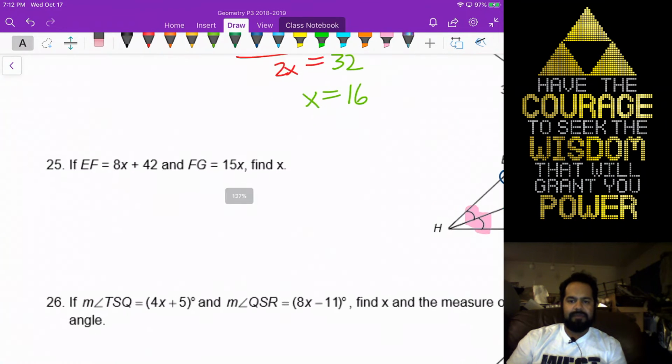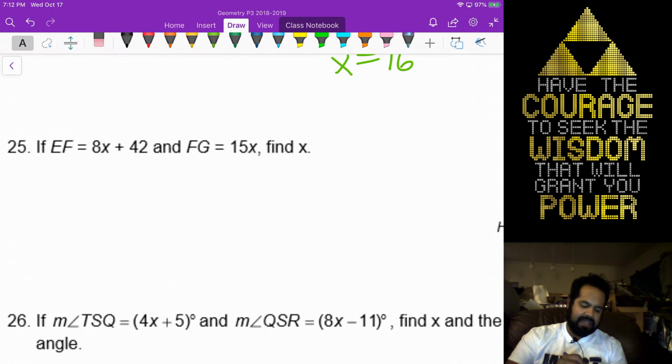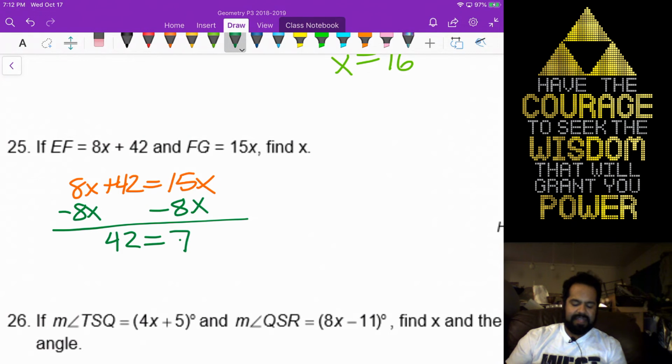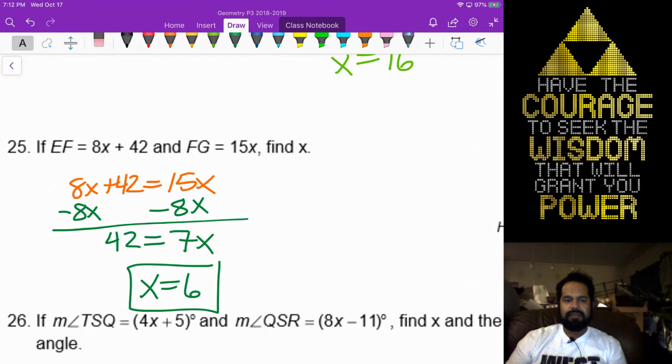So again, just like before, we're going to say 8x plus 42 equals 15x. I have the majority of my x's on the right side, so I'm going to take away 8x. So then I'm going to have 42 equals 7x. X equals 6. Alright.